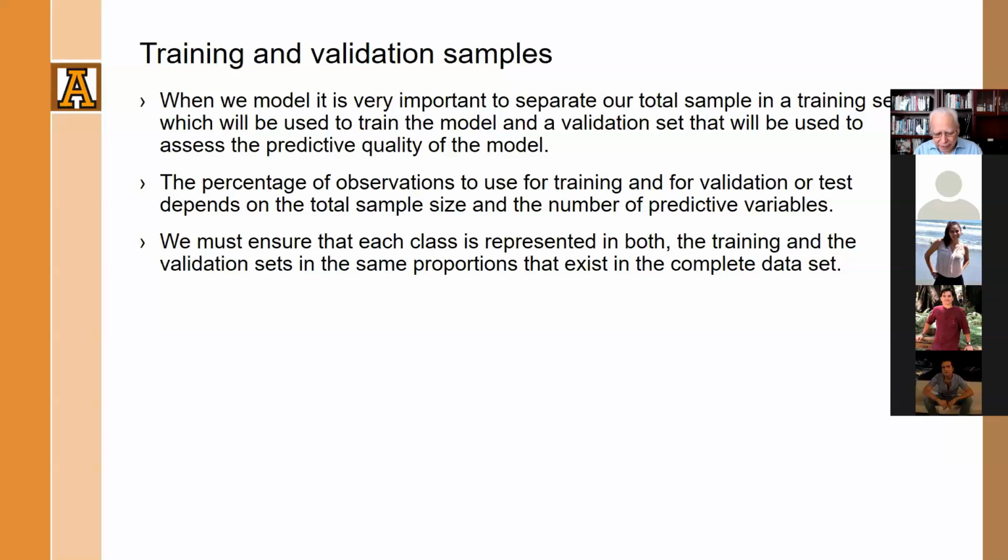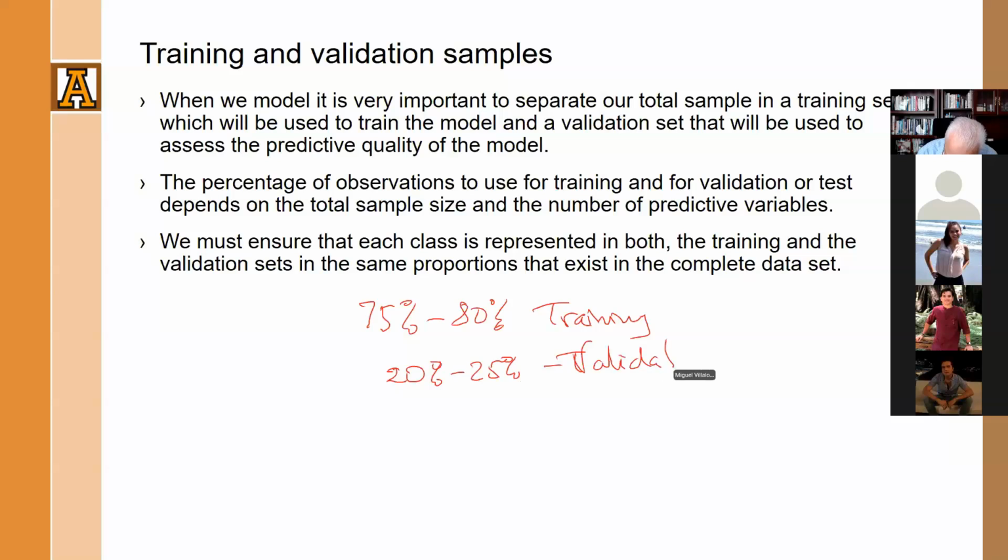So a good criteria here depends on sample sizes and the number of predictors that we have. But ideally, we should be using between 75 to 80% for training and between 20 and 25% for testing or validation. I'm going to call it validation. Okay, then we'll later talk about procedures, how we deal with this training data, because there are things we can do with that training data to ensure that the estimate is robust.